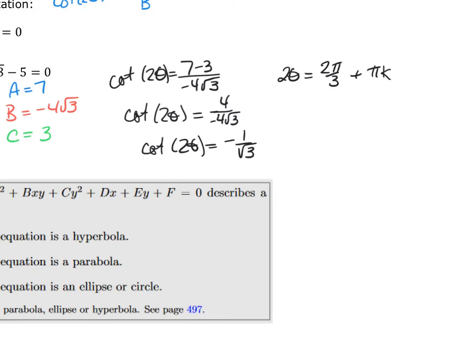Now remember, when we are working with tangent and cotangent, there are periods of pi. So once I have one angle, I slap on plus pi k, and I don't have to actually find the other one because this one does it for me. But I am solving for theta, not 2 theta. So now what do I do? I divide by 2, or in other words, I multiply by 1/2. So theta is equal to pi over 3. That is my angle of rotation.